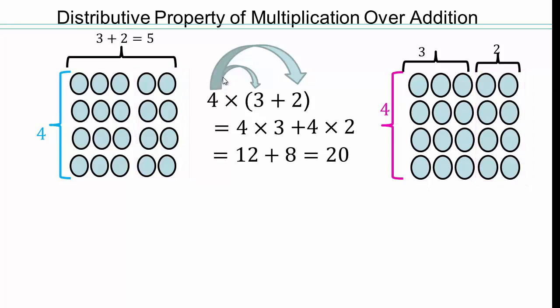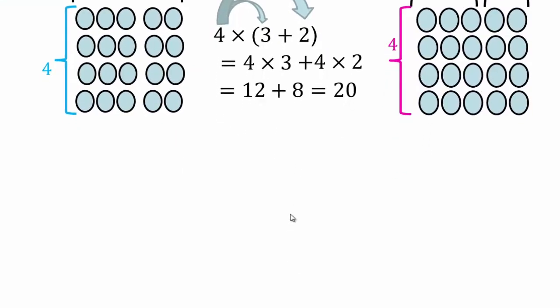So when you have 4 times 3 plus 2, you can rewrite it as 4 times 3 plus 4 times 2. What we're saying is that this multiplication is jumping over the addition. So 4 times 3 and plus 4 times 2. Multiplication distributes over addition. That's what that means.